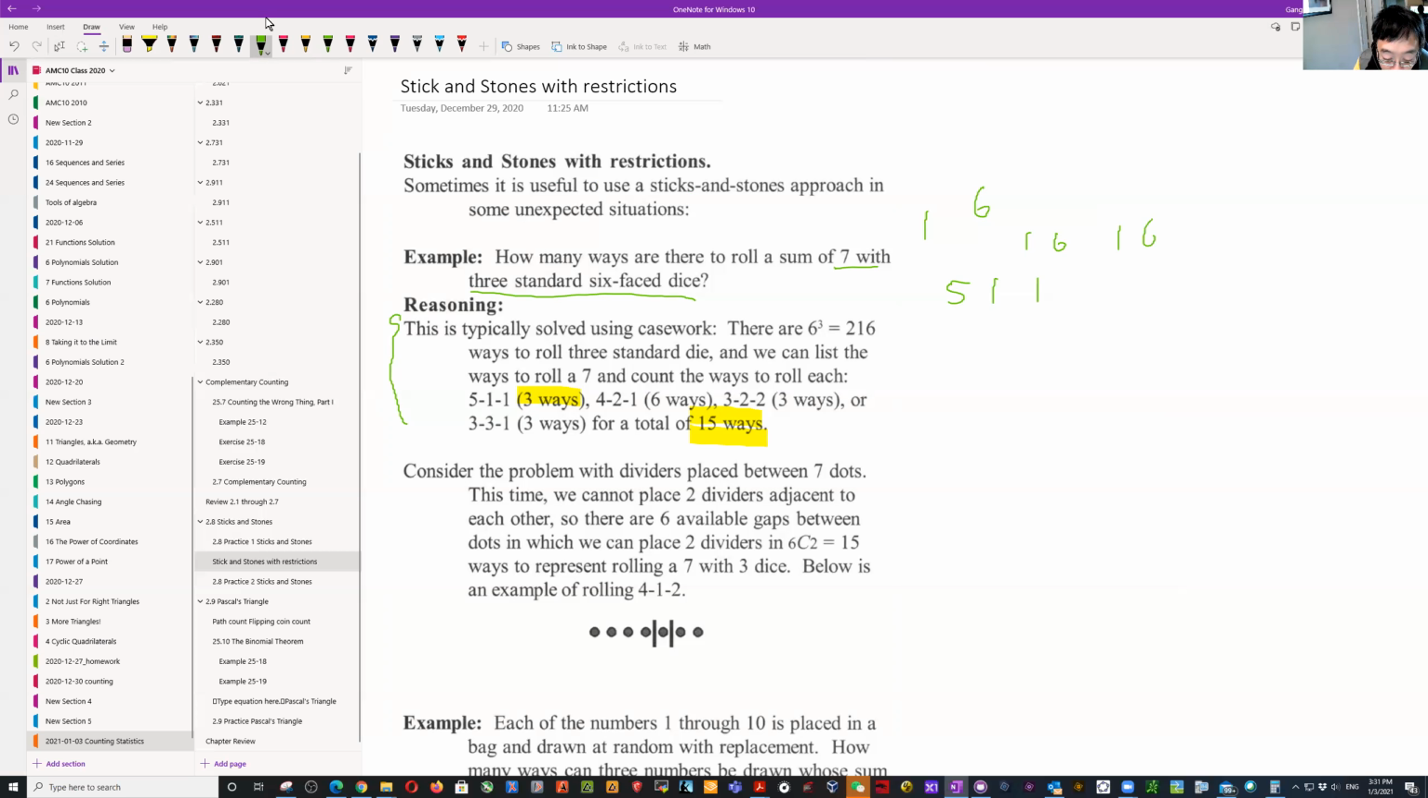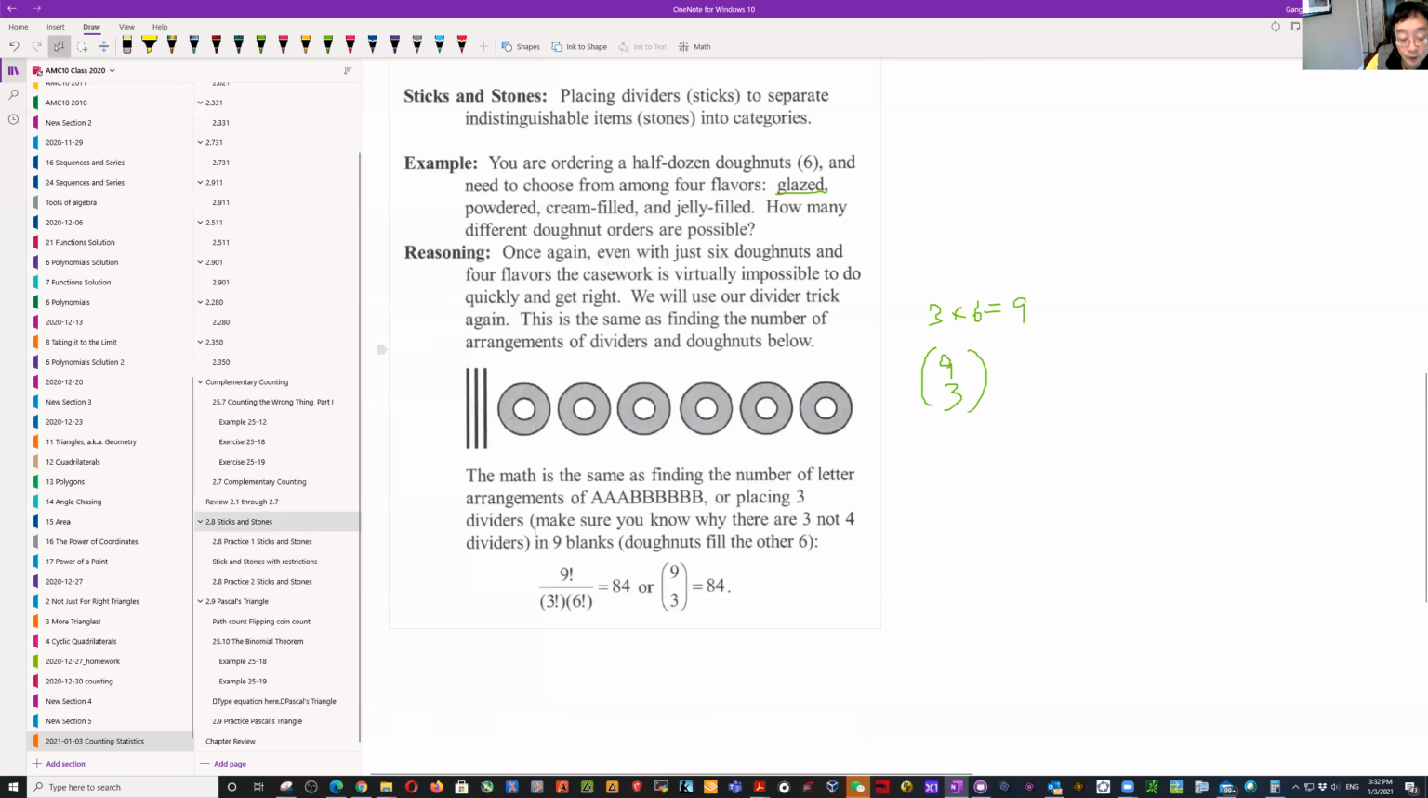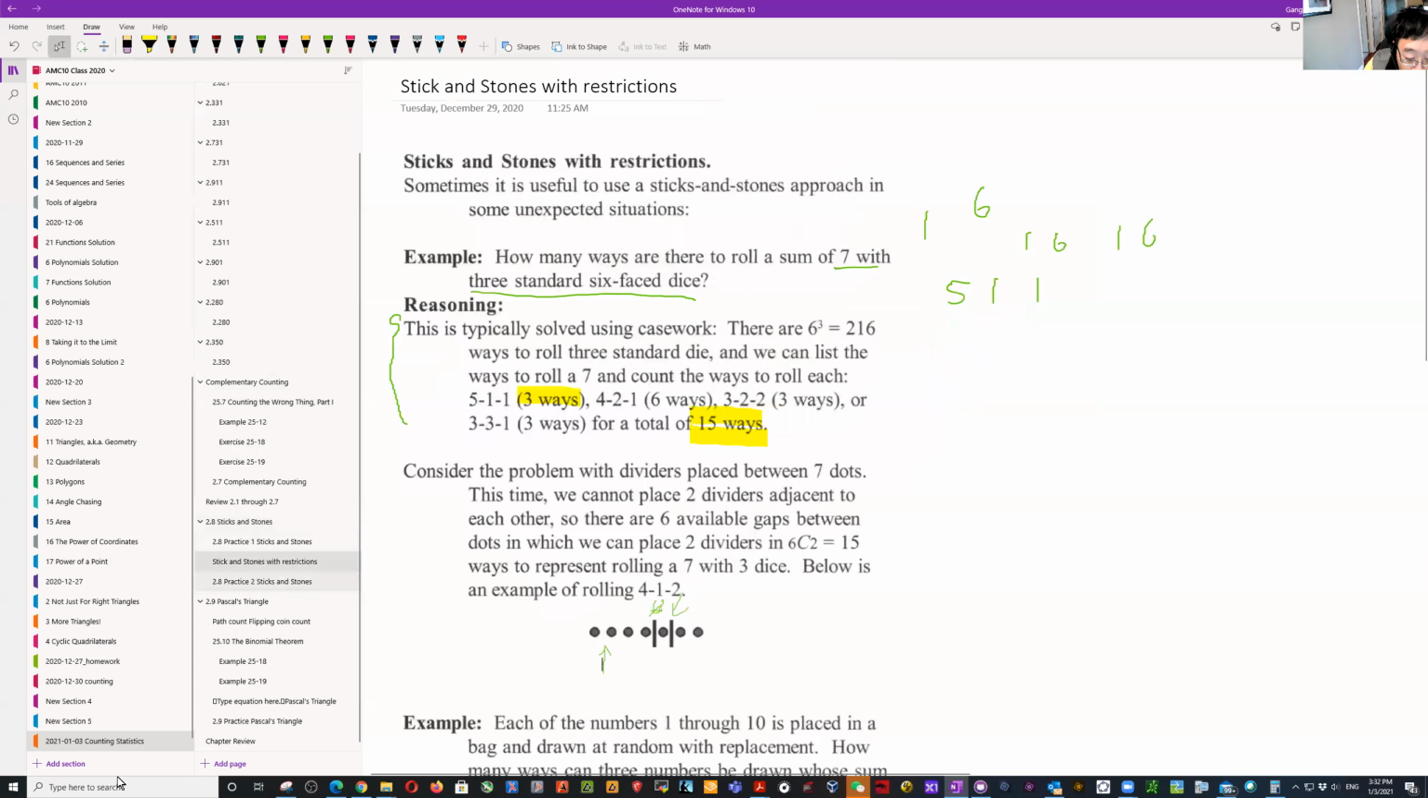So this is 1, 2, 3, 4, 5, 6, 7. So we have 7 dots, and we have 2 spacers to point. And this time, basically we are finding the gap. Because remember, this case is totally different from the previous case. In the previous case, the 3 bars could be adjacent. For example, for this case, there are 4 flavors. The first is glazed, the second is powdered, the third is cream filled, the fourth one is jelly filled. So if I label it this way, this is just, I buy all 6 donuts jelly filled. And rolling dice is totally different.